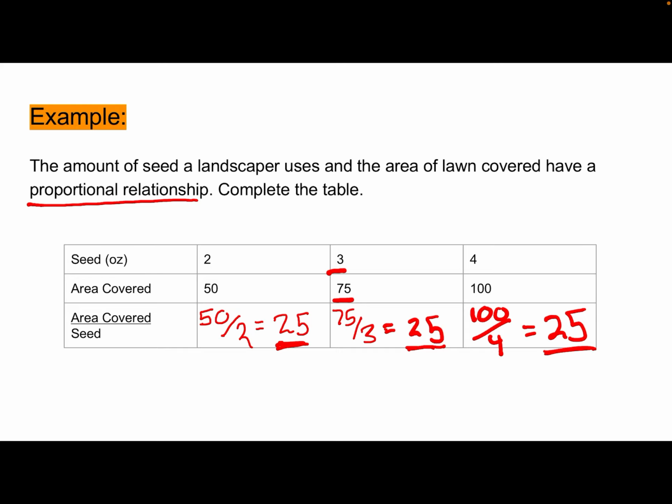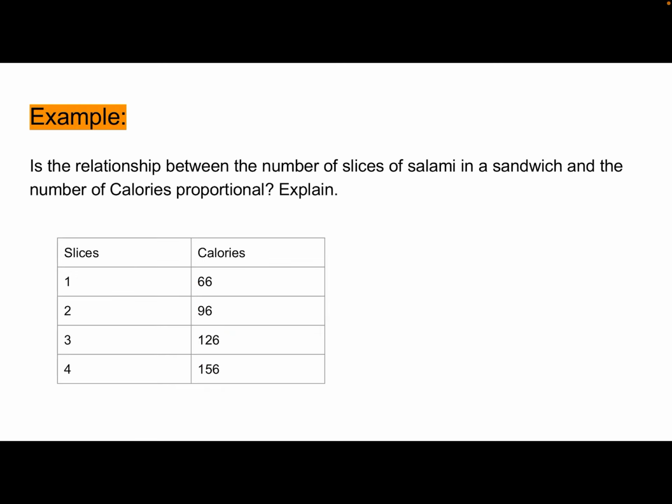All right, let's get into our next example. Is the relationship between the number of slices of salami in a sandwich and the number of calories present proportional? Explain. Well, let's find out. Again, we're doing the same thing: the number of calories divided by the number of slices. So here we have 66 divided by 1, which will obviously just be 66.